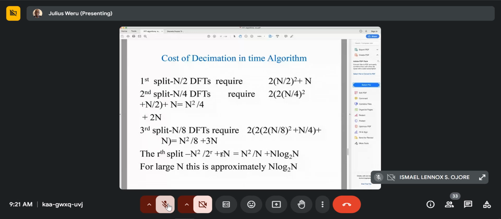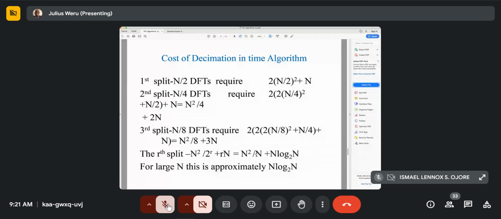R is log 2n, so this will become n squared over n. Just look at it: n is equal to 2 to the r. So this becomes simply n squared over n plus. If n is equal to 2 to the r, it means r is log 2n. So this becomes log 2n, and this becomes n.